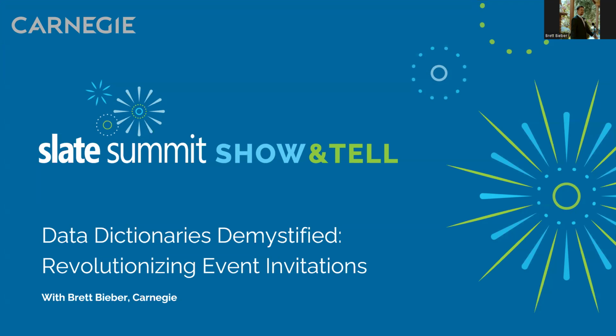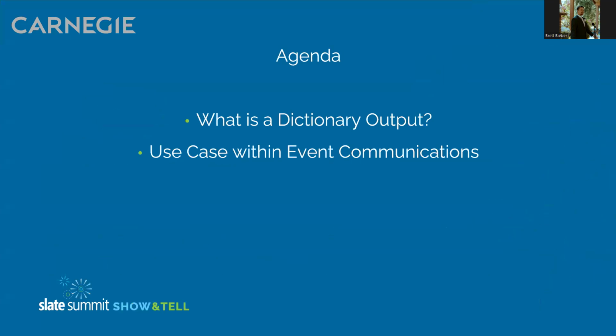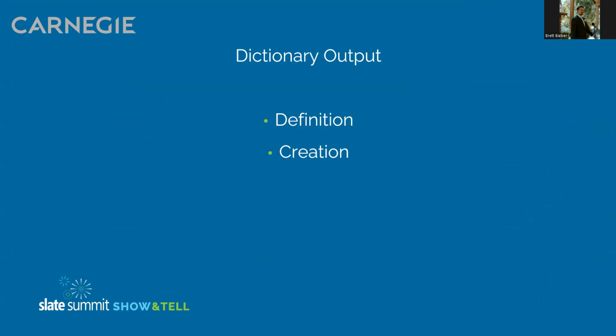The topic of today is going to be Data Dictionaries Demystified, Revolutionizing Event Invitations. With our very brief agenda today, we're going to go over what exactly a dictionary output is, and then a use case for event communications. Within the dictionary output, we are going to break down what the definition of it is, as well as how to actually create it and put it to a real-world use.